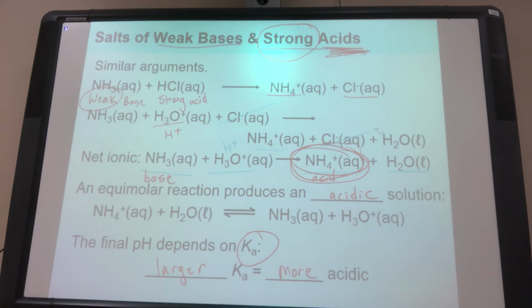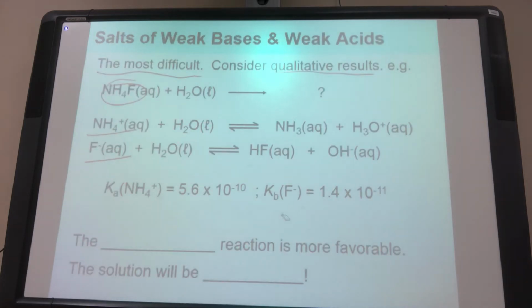But I don't know which one of my ions is going to be the determining one, because they're both weak. So what I have to do is I have to look up what is the Ka and the Kb for my ions. So for NH4 plus, this is going to be an acidic ion, so I want the Ka. Then I get F minus, because this is a basic ion, I get the Kb. So I find those values. I find the Ka, I find the Kb. And then I need to compare them.